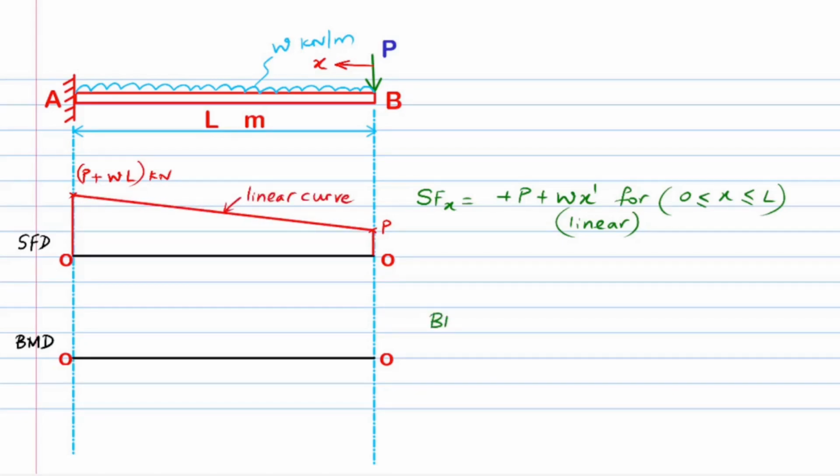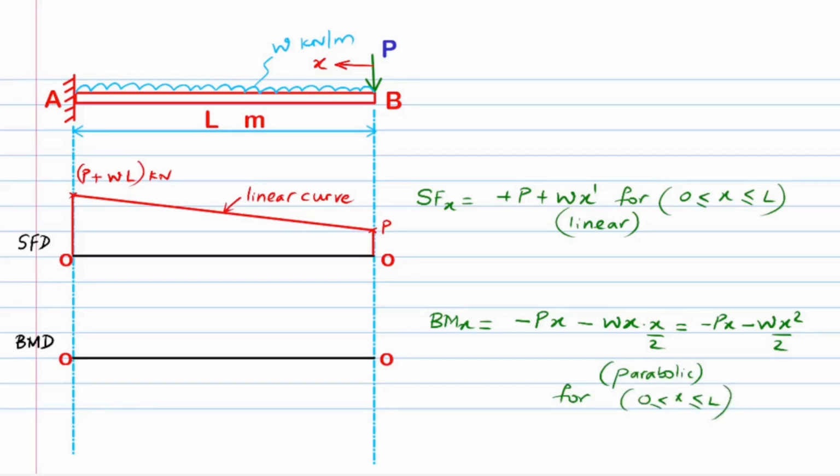The bending moment at x equals minus P times x minus W times x squared over 2 kilonewton meter, which is valid for the entire length of the beam. The maximum power of x is found to be 2, which implies that the bending moment varies parabolically over the length of the beam. Let's find the values at the fixed and free end and plot the same in the bending moment diagram.